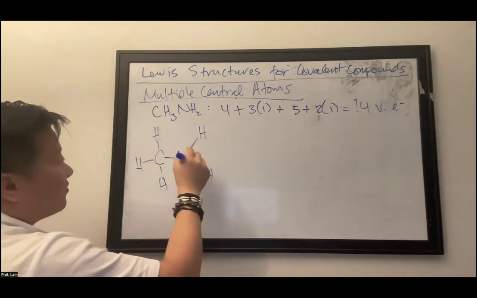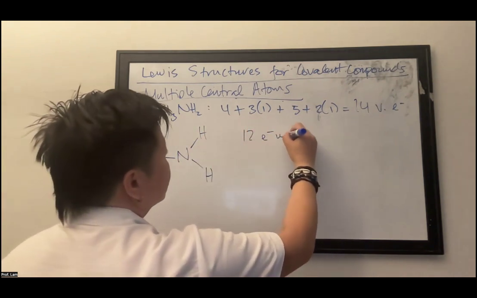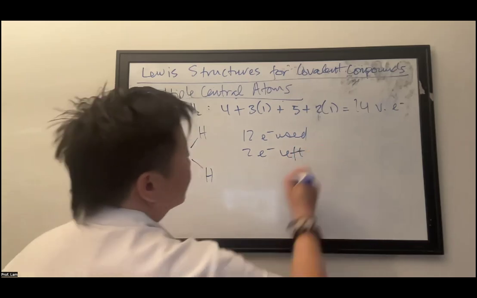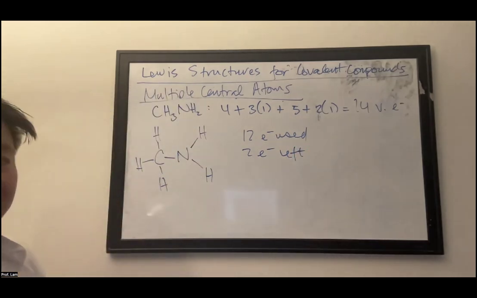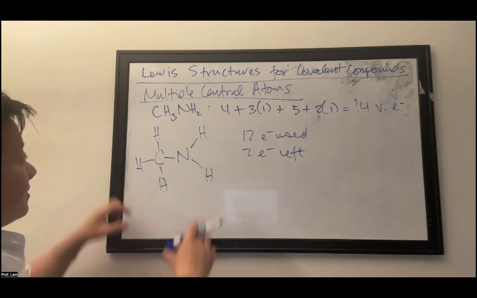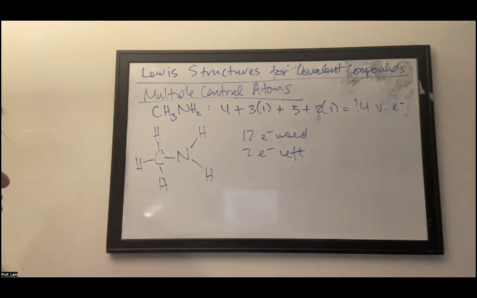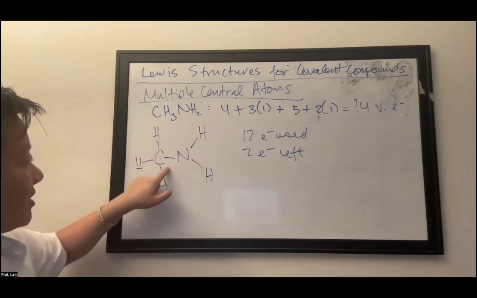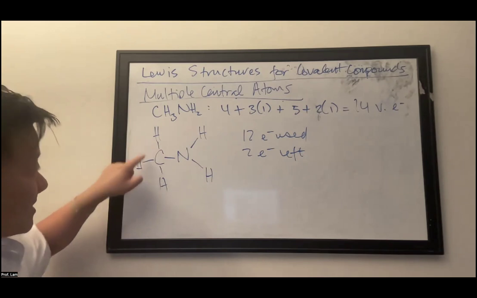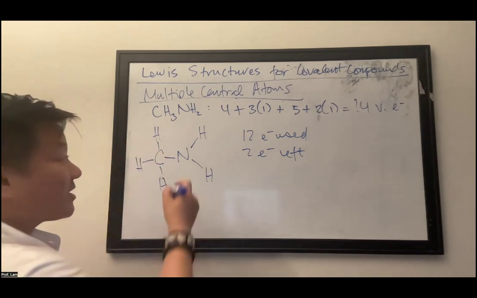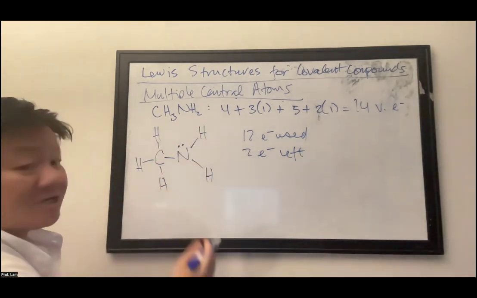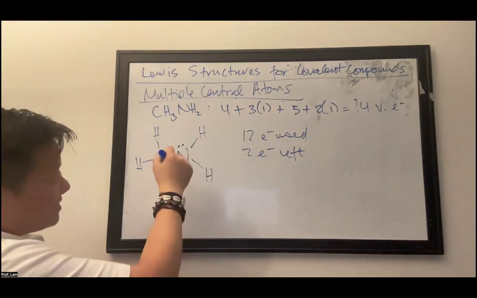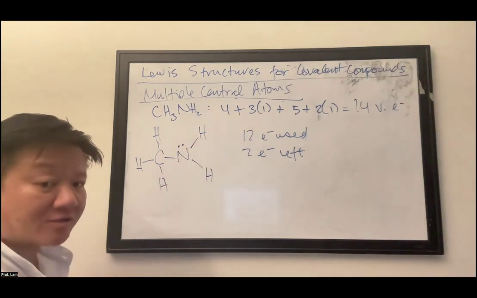Okay. 1, 2, 3, 4, 5, 6. That's 12 electrons used. And 2 electrons left. Okay, where are we going to put these 2 electrons? Well, the hydrogens are making 1 bond, so they don't need it. Between the carbon and the nitrogen, which one's going to need it? Well, the carbon already has octet, right? 2, 4, 6, 8. So it's got to go on the nitrogen so that the nitrogen can have octet, 2, 4, 6, 8. Right? See who needs octet? Let's put those last electrons there.